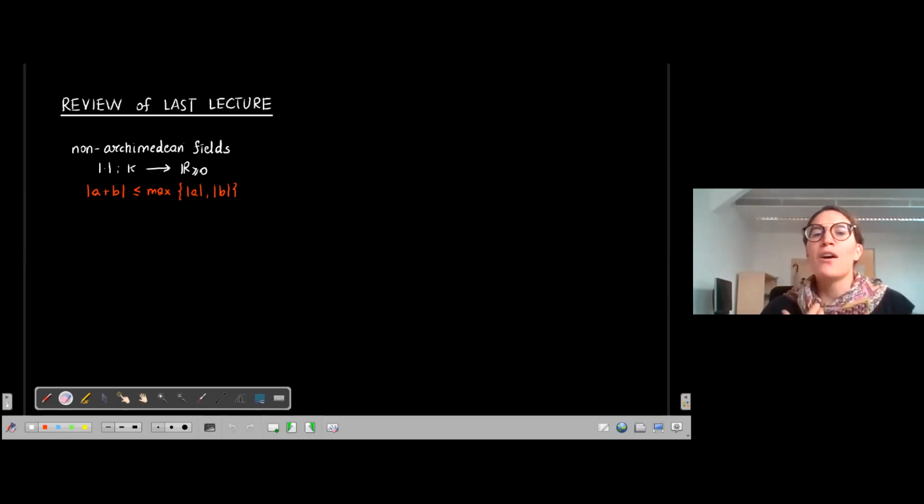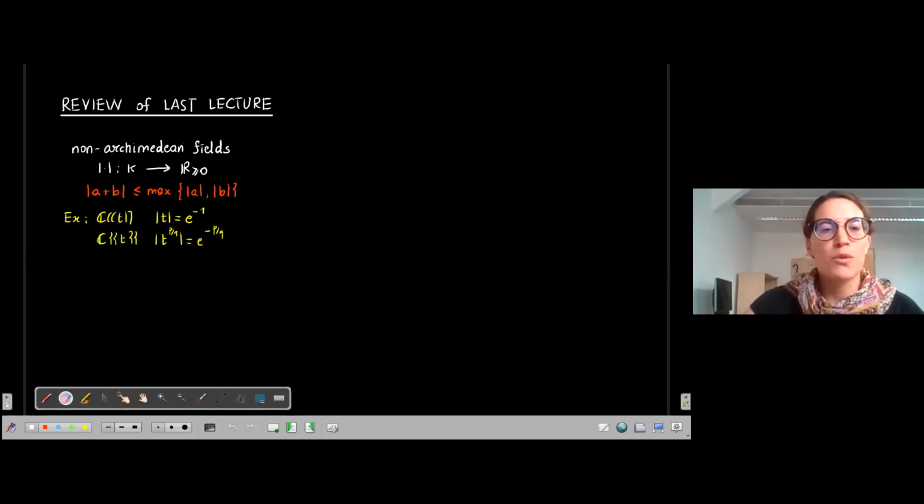And we saw all the strange phenomena and consequences that having this property can have, and the effect in particular that it has on the metric topology that we can put on K. Just to refresh, if you want an example, today we will mainly work with Laurent series in one variable, and the algebraic closure, which is called the field of Puiseux series.